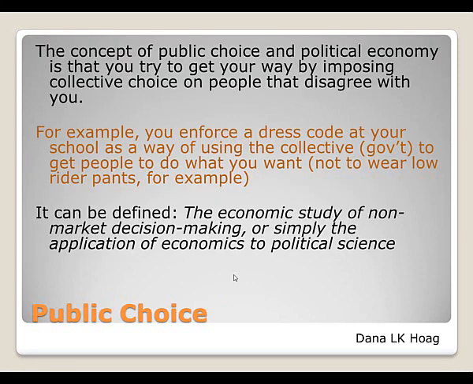Now, the concept of public choice, the third option, a way to get through that minefield of political economy, is that you try to get your way by imposing a collective choice on everybody who disagrees with you. In other words, let's say I want to build a bridge across a piece of water, and I'm going to make money at it. I go to the government and try to get the government to pass a law to build this bridge that I'm going to benefit from. I don't really care whether people want to use the bridge. I want to make the money from building it. So, for example, you could enforce a dress code at your school as a way of using a collective. In other words, a collective now tells people what they get to wear.